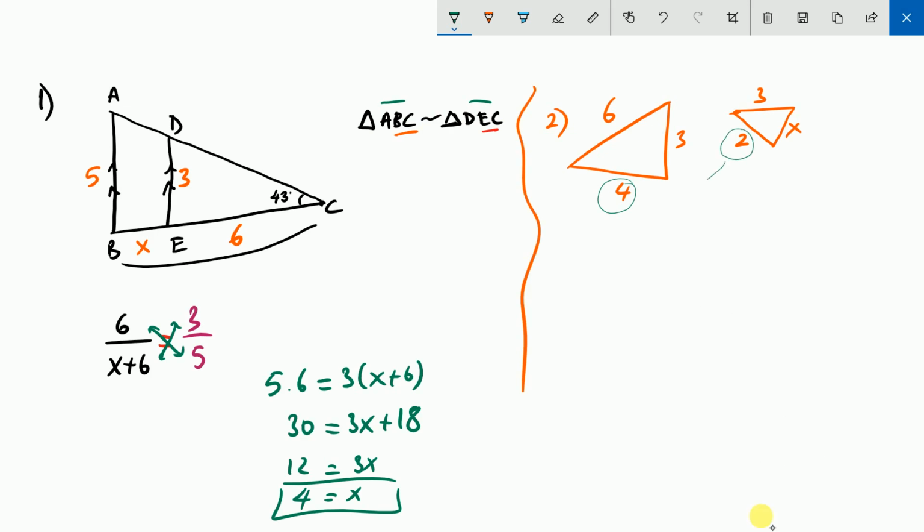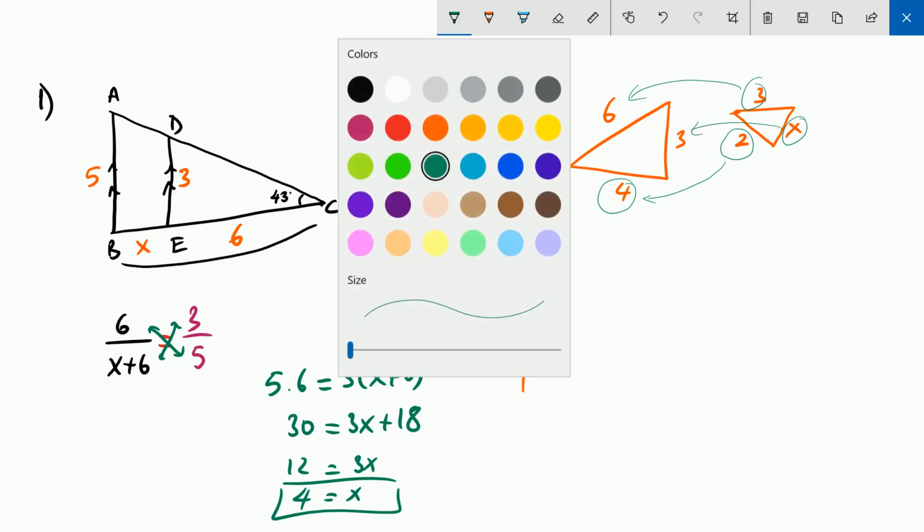Look, 2 and 4 has a relationship. 3 and 6 has a relationship because 3 times 2 is 6. 2 times 2 is 4. So x times 2 is 3. So let's create our ratio.